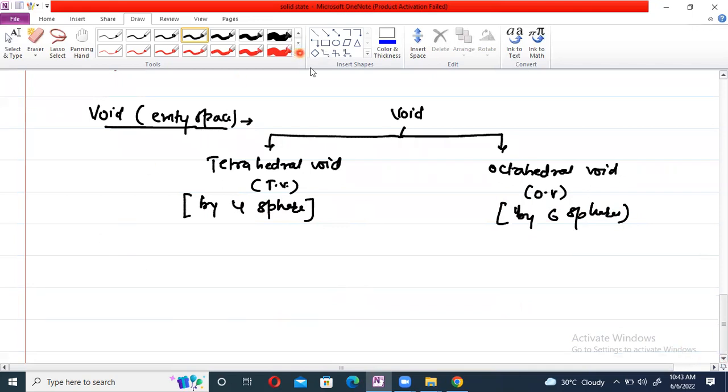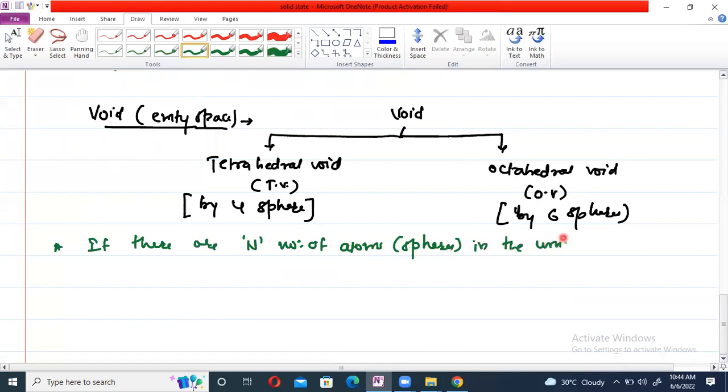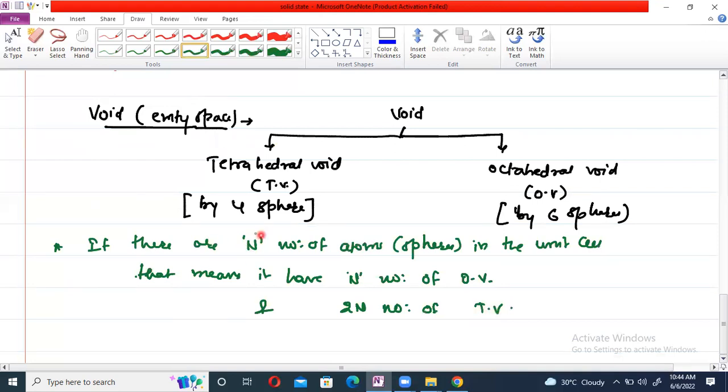Now, based on this void concept, beta, I will tell you. Let us say if there are n number of atoms, actually atoms will be called spheres, beta, n number of atoms in the unit cell. That means it has n number of octahedral voids and it has 2n number of tetrahedral voids. Remember beta, if the number of atoms is n, octahedral void is also n and tetrahedral void is double of it.